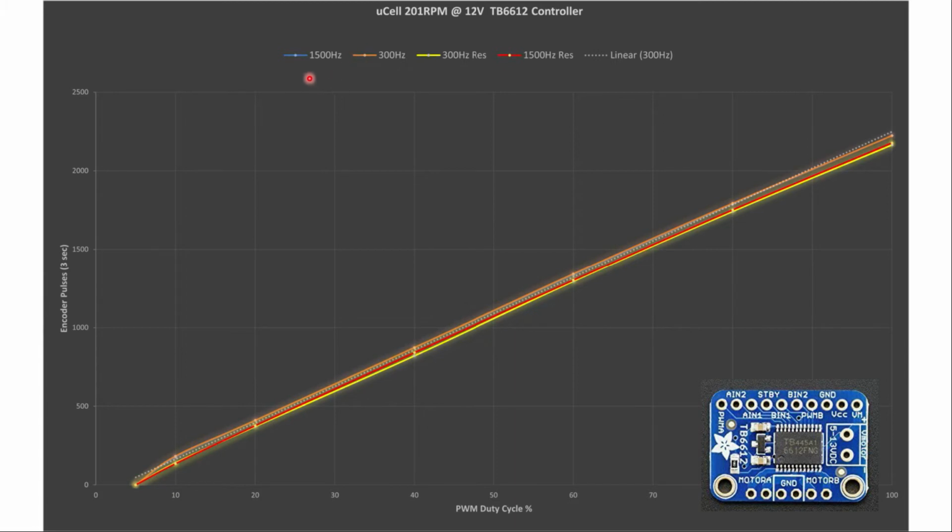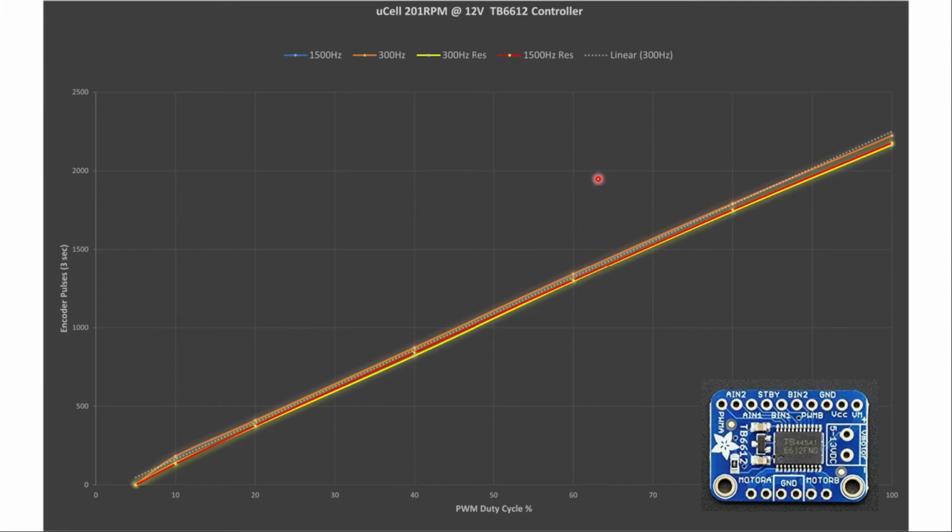I only did two frequencies, 1500 and 300, for comparison. But you see there's not a lot of difference between the 1500 and 300 hertz. They actually just about look like they're on the same line. And you see it's very linear, so this dotted line here is the linear regression line. And again, not a lot of variability between the linear line and the actual results I was getting from the different duty cycles.